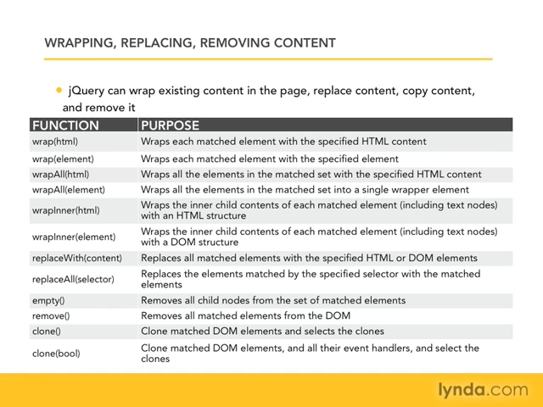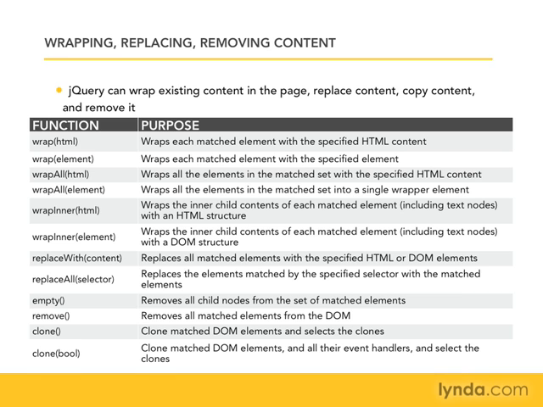And the last couple of functions are some pretty convenient functions. Empty basically removes all the child nodes from all the elements that are in the set that you're calling it on. Remove just removes all the matched elements from the DOM. So what you do is you write your jQuery selector, and then you call remove, and then all those elements are taken out of the document. And then the clone function makes copies. So this clone function clones the matched DOM elements and then selects all the clones. This version here, which takes a Boolean argument, if you pass true, then it will clone not only the elements, but it will also copy all the event handlers, whereas this one will not. Okay, so that's a trip down that function set.